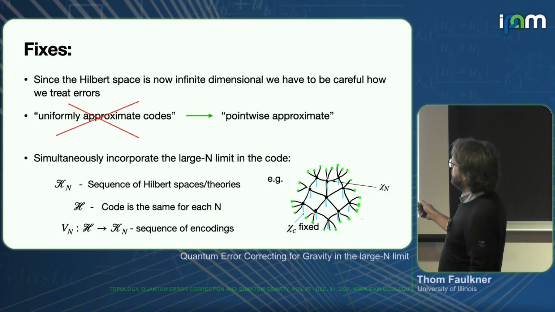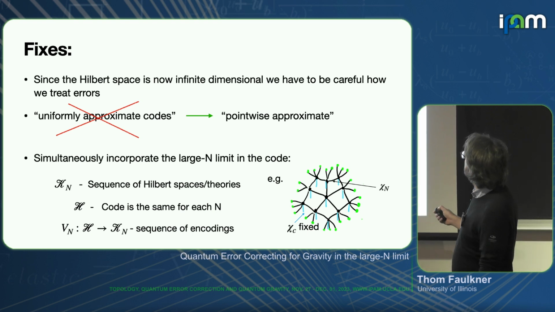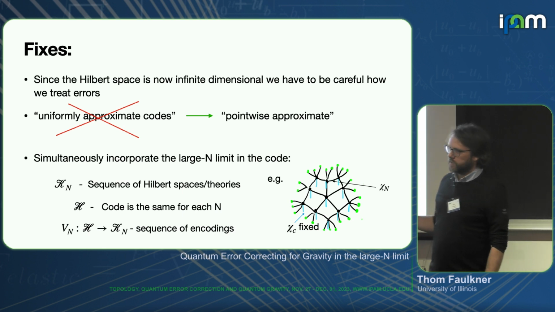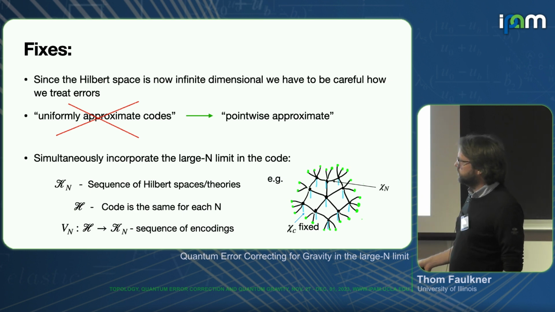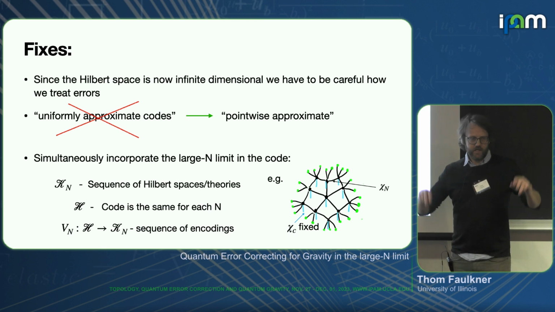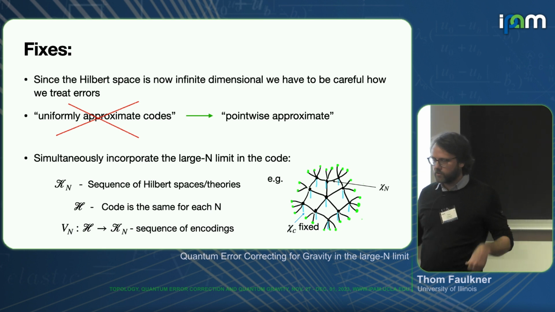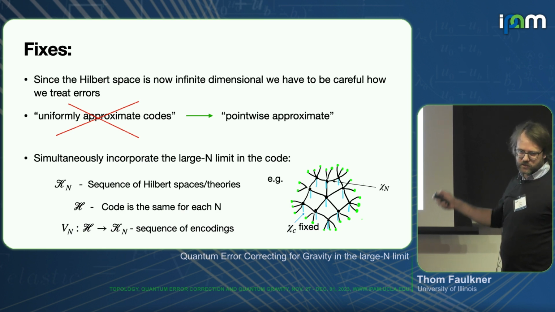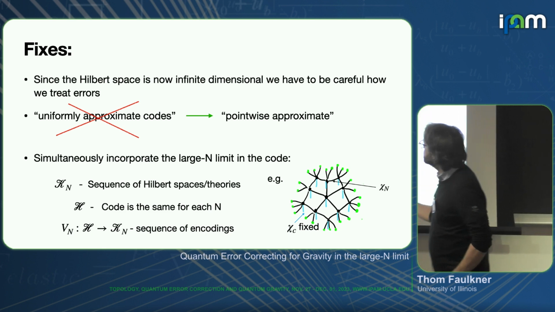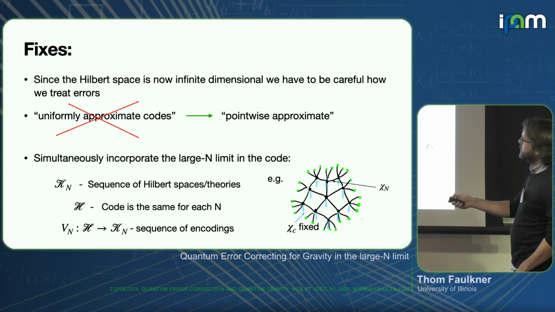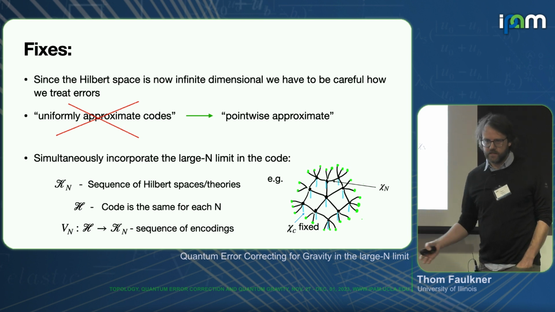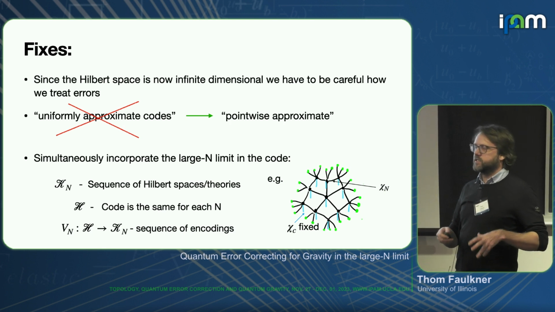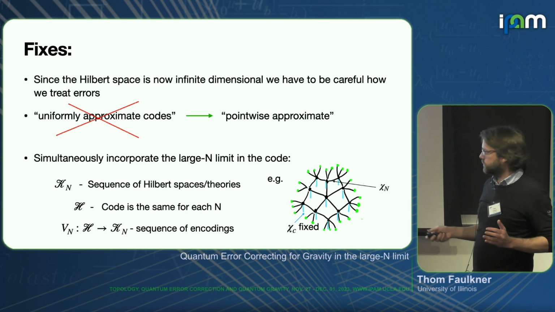So as part of this fix, I've made the code subspace infinite dimensional. But now we have to be very careful how we treat errors, right? So in particular, what I'm going to motivate is we're no longer looking for uniformly approximate codes, where the error is the uniform norm or the operator norm that I talked about before. But instead, we're going to talk about something called pointwise approximate. So that's one part of the fix. The other part is we're simultaneously going to incorporate the large n limit. So in some sense, previously we just had n as some fixed parameter. We imagined it was very big, or we had this bond dimension. We imagined it was very big.